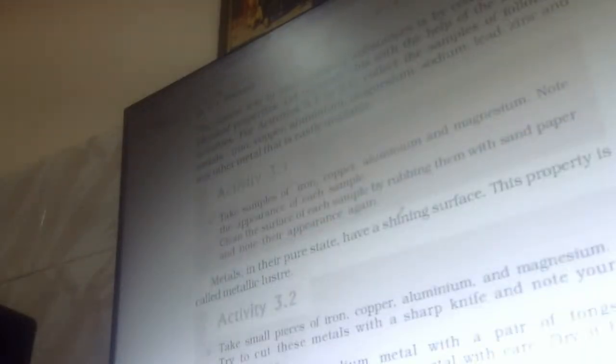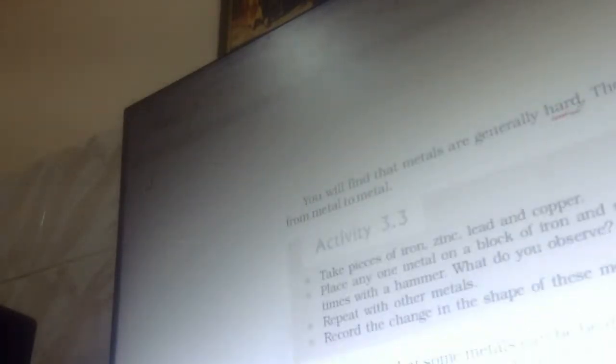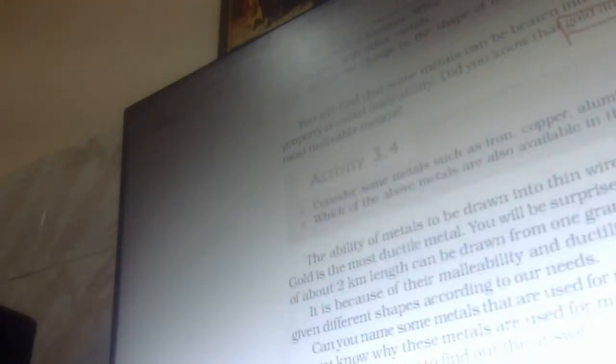Metals. Shiny surface, lustrous, malleable, ductile, sonorous, hard, thin sheets. Gold and silver are the most malleable. Silver is the greatest conductor of electricity, and gold is the most ductile, up to 2 kilometer length.